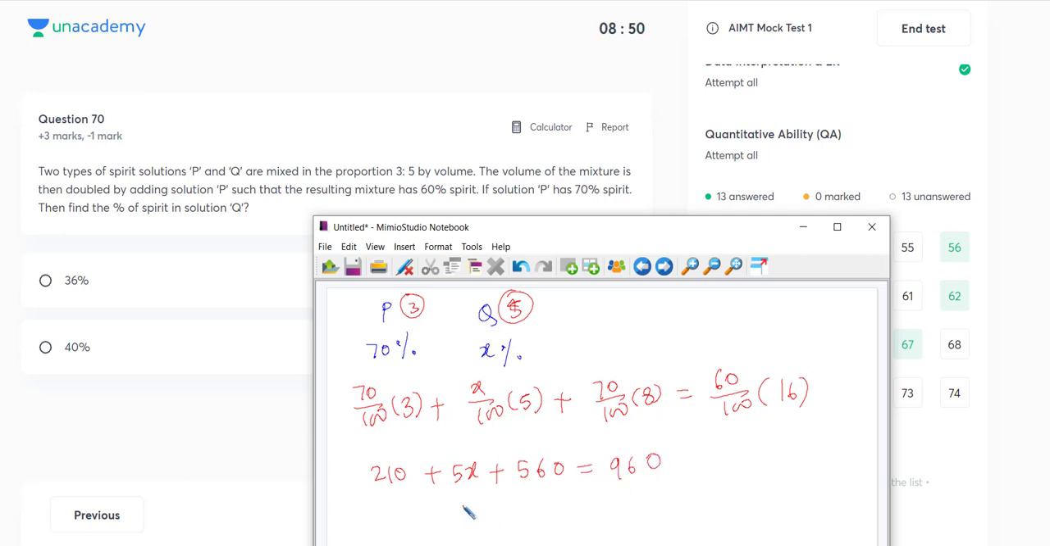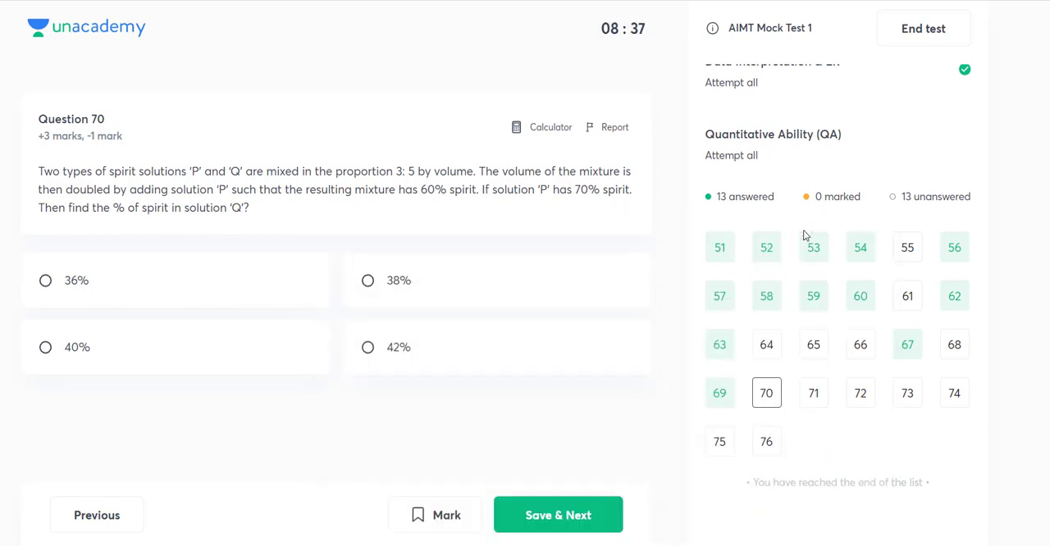Okay, so 5x is equal to how much? This is going to be 400 minus 210. Okay, that is, 5x is equal to 190. So x is going to be how much? 5 3s and 5 8s are 38%.